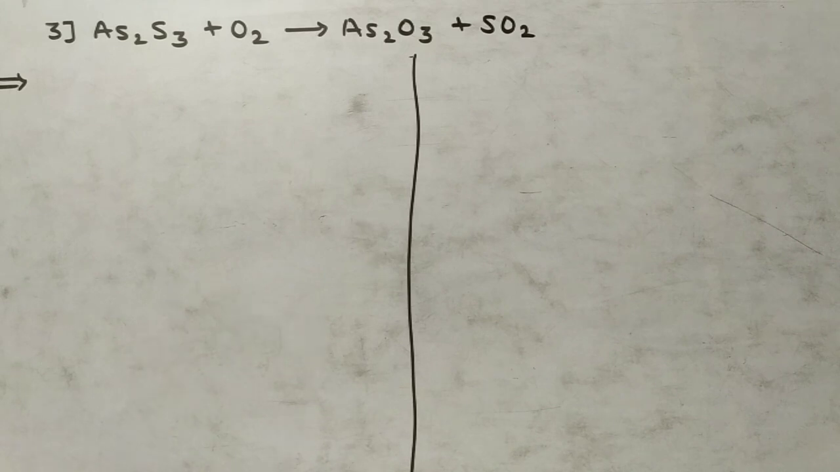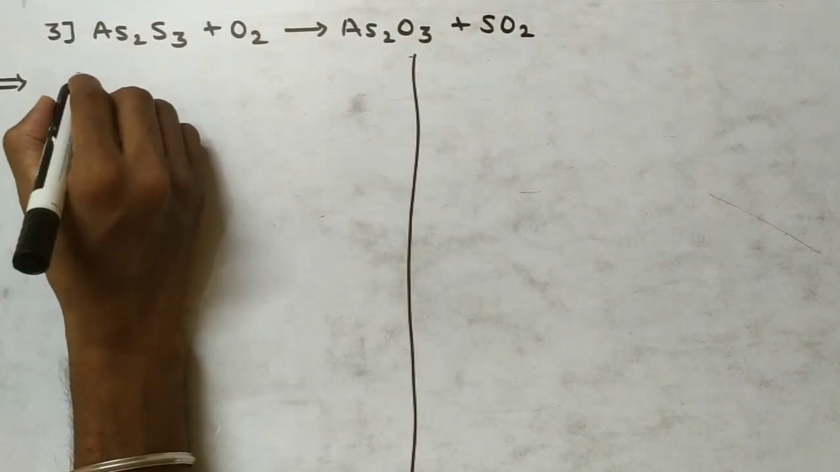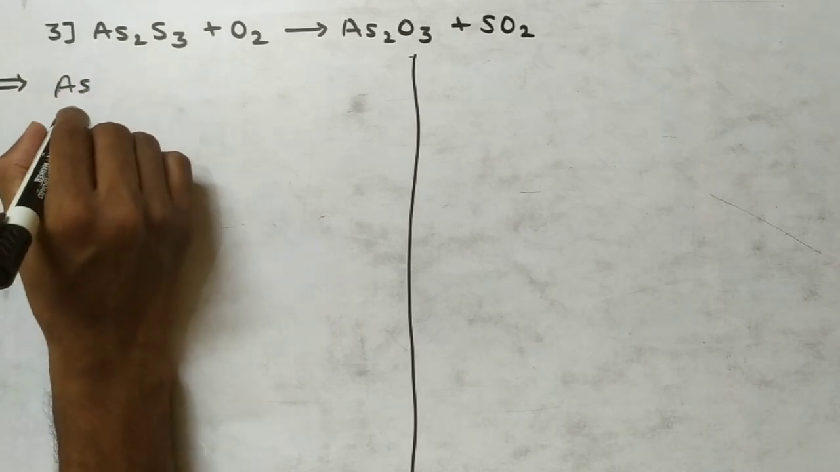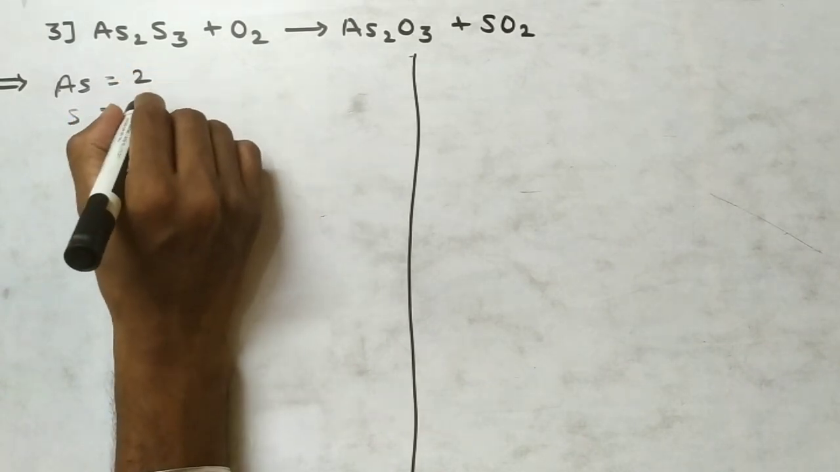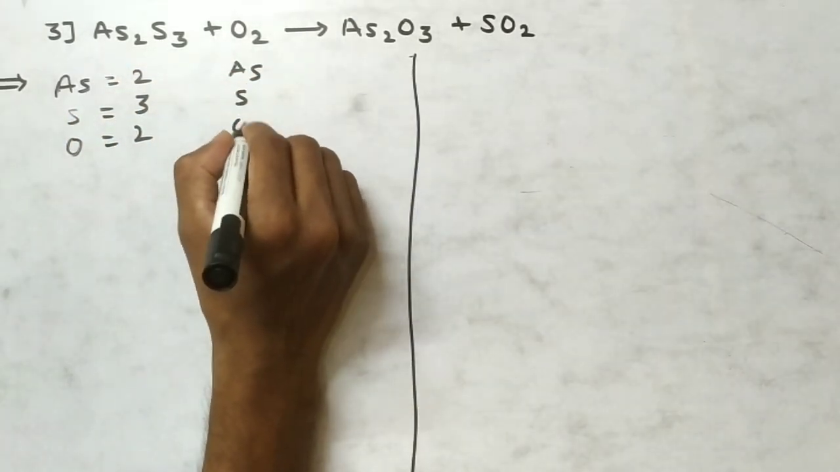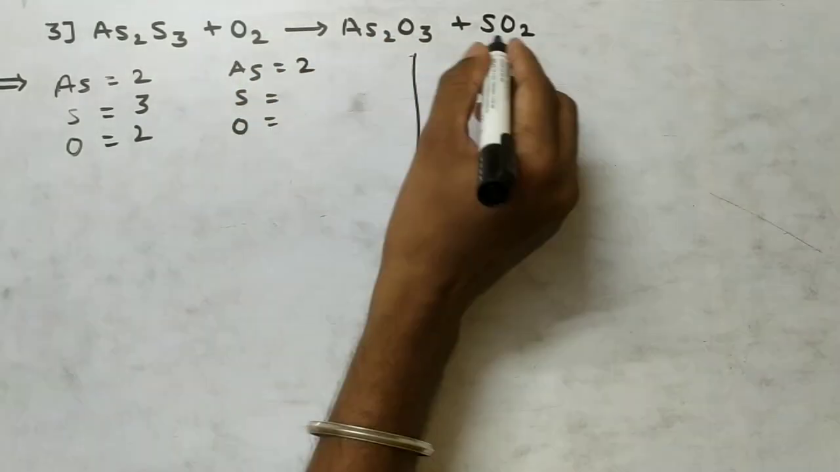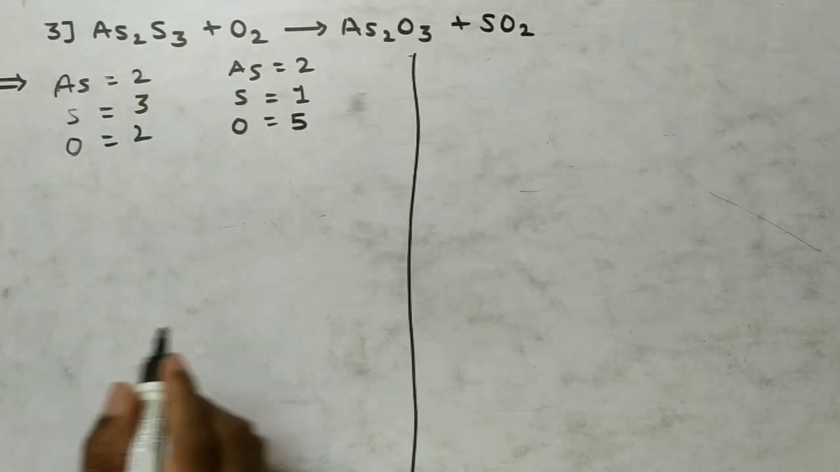So this is the third example. As2S3 plus O2 gives As2O3 plus SO2. Firstly, we'll write down the number of atoms on the reactant side and product side: As, S, and O. So As 2, sulfur 3, and oxygen 2. And the product side, As, S, O: number of As atoms 2, sulfur atoms 1, and oxygen atoms 3 plus 2, 5.